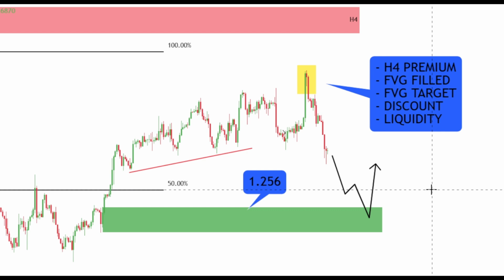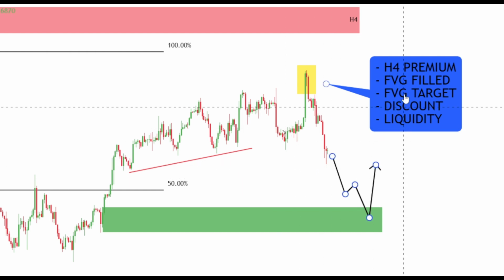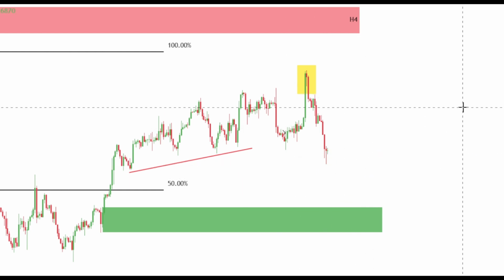So understand we're using the simple concepts of premium to discount. We're targeting liquidity. We're targeting fair value gaps. That's all we're doing, right? It's a simplified edge in the markets. Now if we take this same ideology and apply it towards the euro dollar time frame.